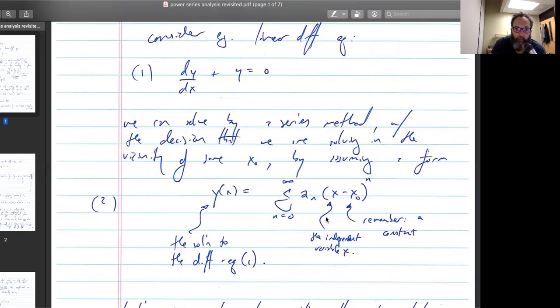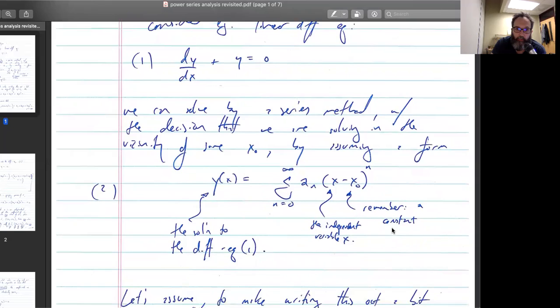So x is the independent variable, right? y of x, it's a function of x. And x naught, remember, is just a constant. It's just telling us where the vicinity of this thing is. Where are we solving our problem? Where are we analyzing this differential equation?